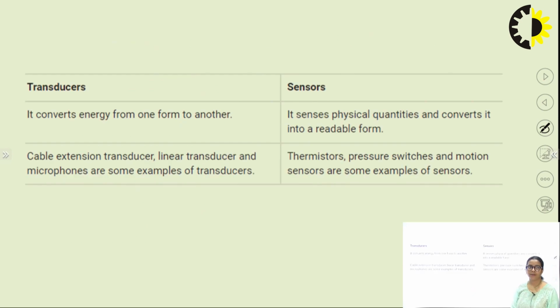The basic difference between transducers and sensors: a transducer converts energy from one form to another, but a sensor senses physical quantities and converts them into a readable form. Another difference is that cable extension transducers, linear transducers and microphones are some examples of transducers. But in sensors, thermistors, pressure switches and motion sensors are some examples of sensors.